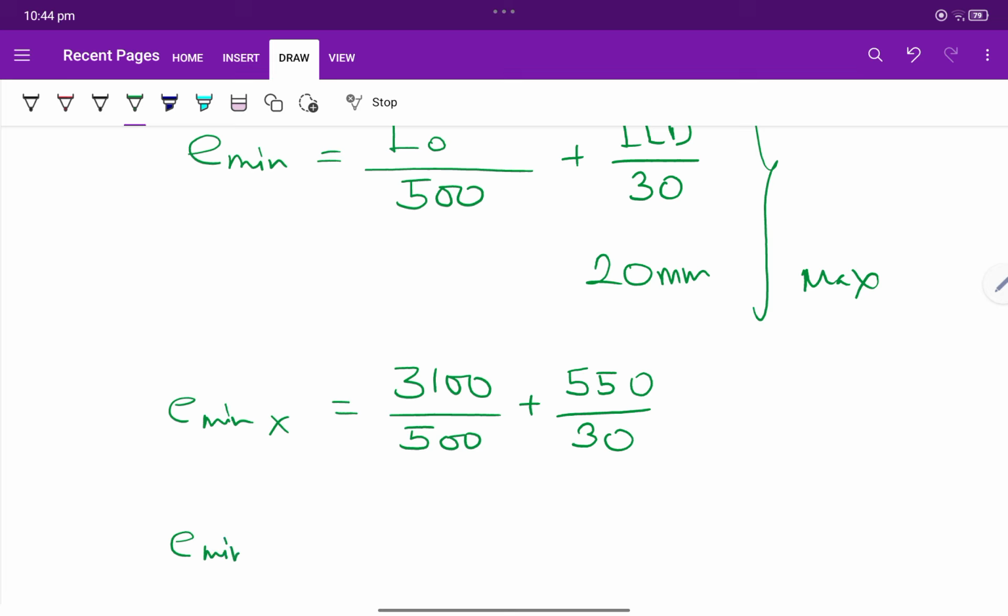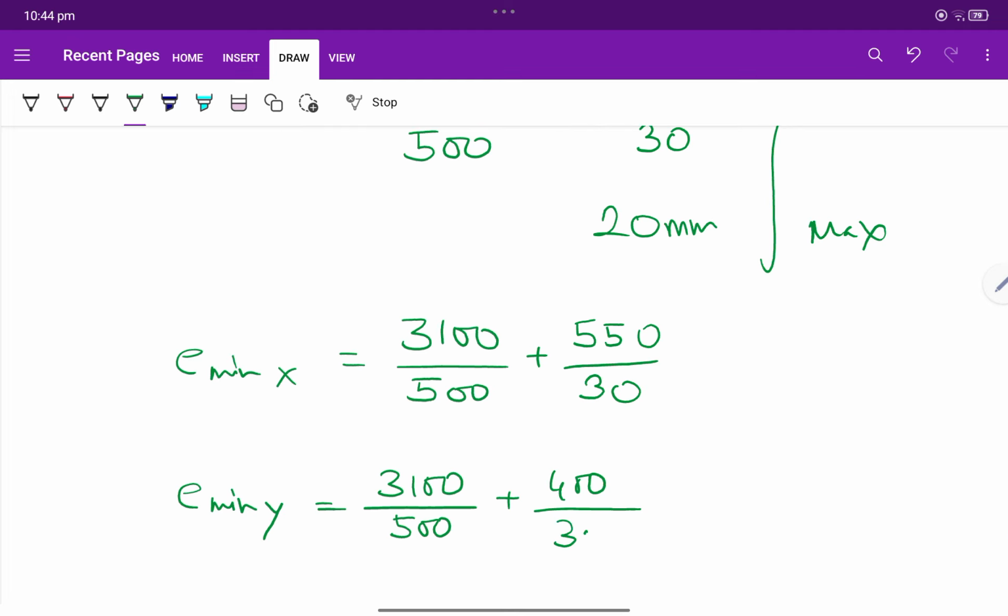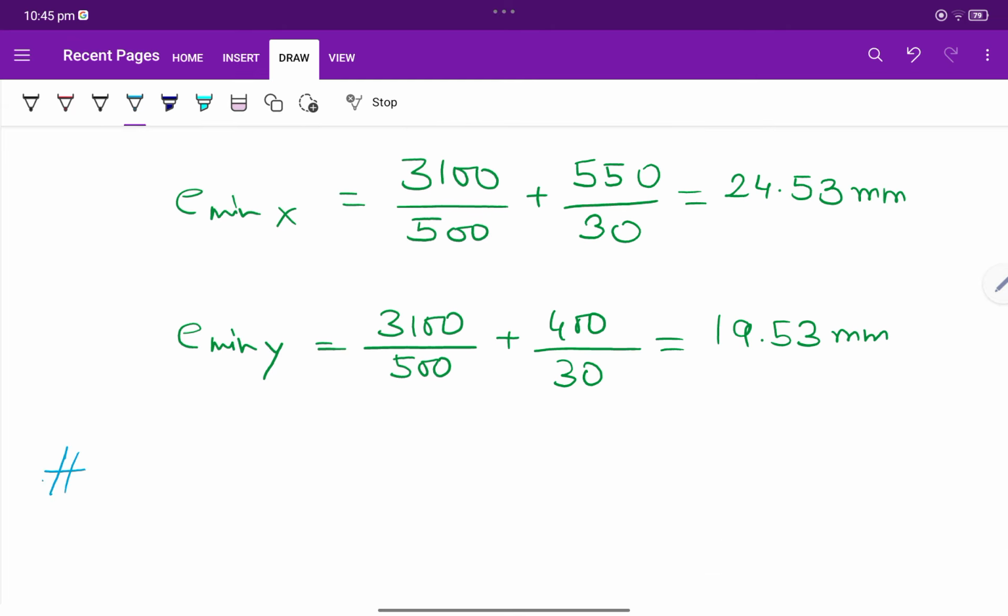And E minimum for y direction, only this LLD value will change, the other values will remain the same. So for y the LLD will be 400, we have seen it previously also. So for this value, if you calculate it, it will come to 24.53 mm, and in the y direction it will come to 19.53 mm. Okay, see the minimum eccentricity value has been taken, but now we have to do the check.